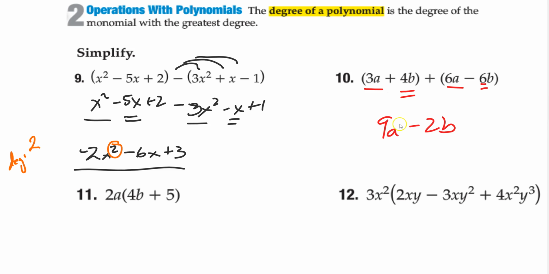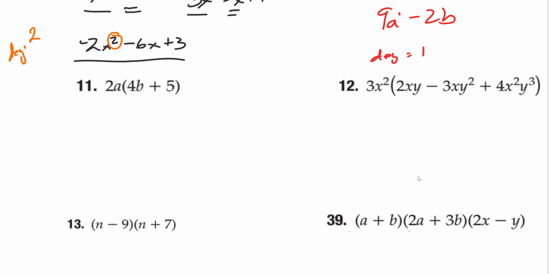And I get that. Highest degree is 1. Next one's multiplication, so we're going to distribute. Now you just distribute like we always do. So 2a times 4 is 8a. A times b is ab. And then 2a times 5 is 10a.